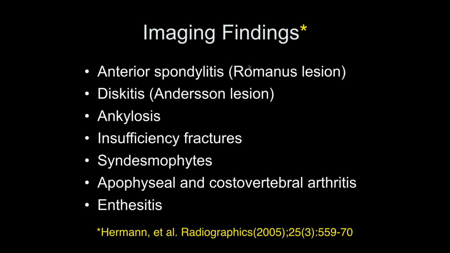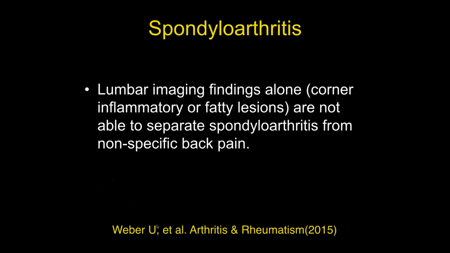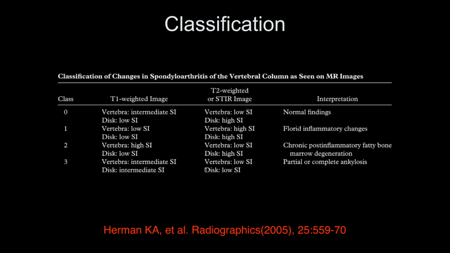The imaging findings we'll talk about are Romanus lesions, Anderson lesions. Neither of these are very specific. Ankylosis, insufficiency fractures, syndesmophytes, arthritis of the costovertebral and facet joints, and enthesitis. Those are kind of the characteristic findings in this group called spondyloarthritis. And a lot of these overlap with degenerative disease, so you have to be careful with that.